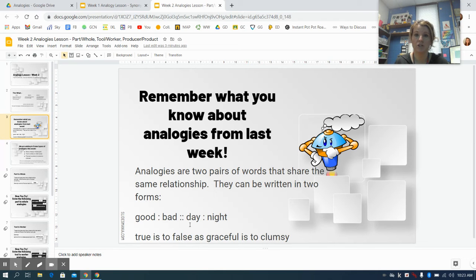So you have to make sure that not only are the words whatever relationship, but that they're their same word type. If it's a noun, you have to match it with a noun. If it's an adjective, you have to match it with an adjective. So true is to false. False describes something. Some of you put lie, like I said, and that is either a noun or a verb. So make sure that you're focusing on that. Other than that, we really did a good job of working on those.